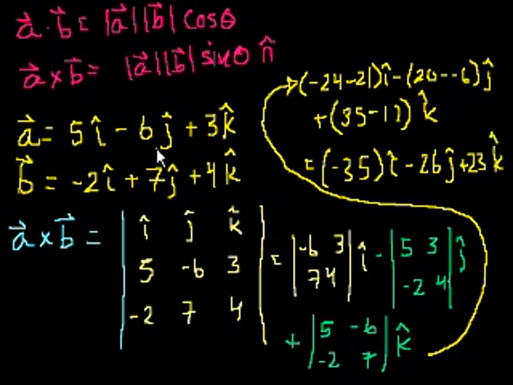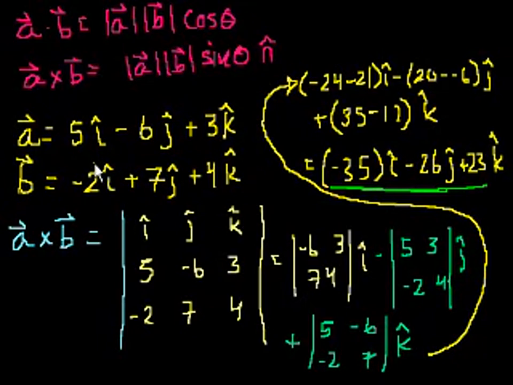And if you were to graph this in 3 dimensions, you will see, and this is what's interesting, that this vector, if my math is correct, minus 35I minus 26J plus 23K, is perpendicular to both of these vectors.